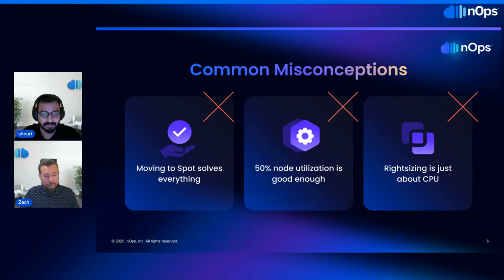But memory is a big factor, and your memory usage can influence how your autoscaler picks node types. There's a lot of considerations beyond just your CPU utilization. And yeah, that's really just at the workload level.